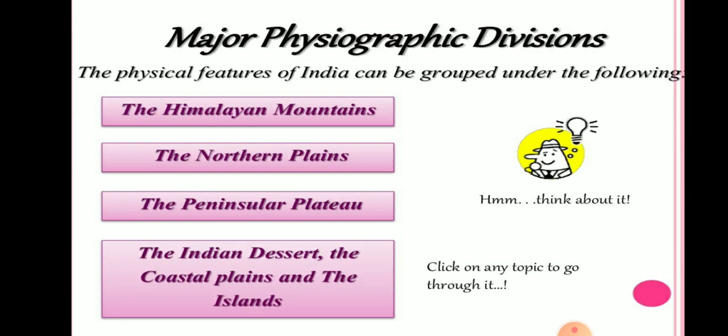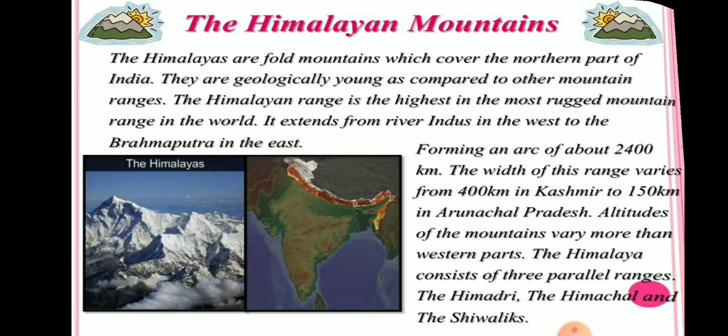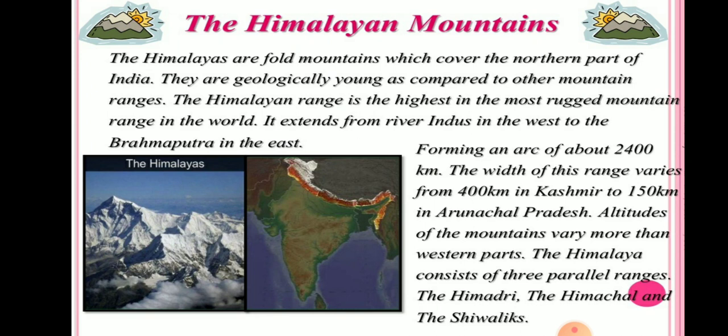Major physiographic divisions. The physical features of India can be grouped under the following: the Himalayan mountains, the northern plains, the peninsular plateau, the Indian desert, the coastal plains, and the islands. So we have 6 important physiographic divisions in India, and we are going to learn in detail about each of these 6 physical features of India. So let me begin with the Himalayan mountains.